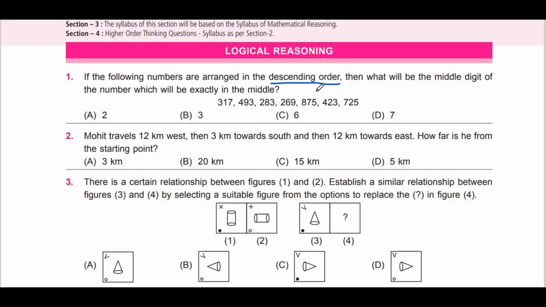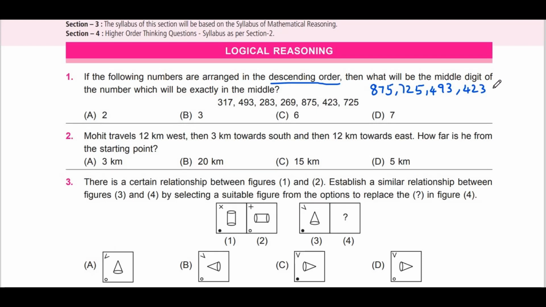So first let us finish the first part of the question, which is telling us to write the numbers in descending order. So let's see which is the bigger number here. We have 875, so let us write 875 first. Then the next bigger number would be 725. And then we have 800, 700, and then we have 400. We have two 400s, 493 and 423. So we will write 493, then we would write 423. After that 400 is done.